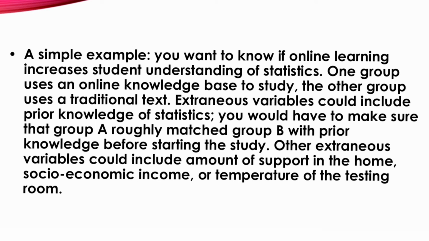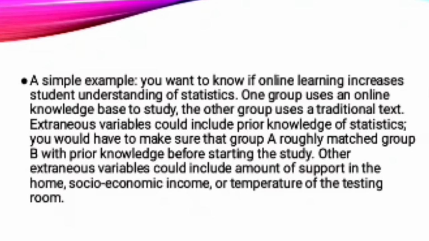So in this case, in order to reduce the influence of the extraneous variable on the dependent variable, that is the understanding of statistics, what the researcher can do is ensure that group A and group B both have the same capacity or the same knowledge base regarding statistics, so that any influence of the extraneous variable will not be there. And in the same research, there may be other extraneous variables like socioeconomic conditions, the income, temperature of the testing room, support from the home, etc.